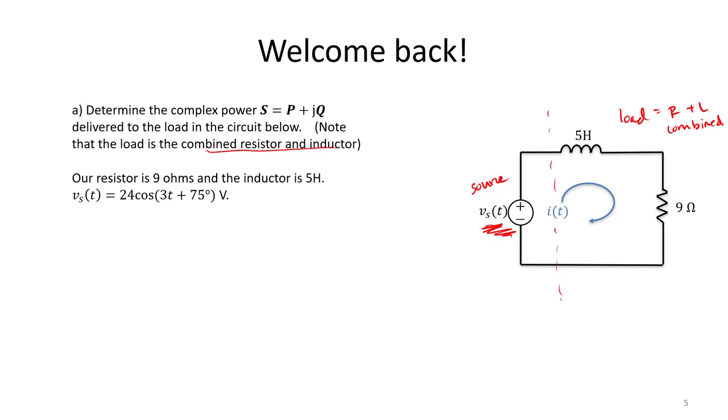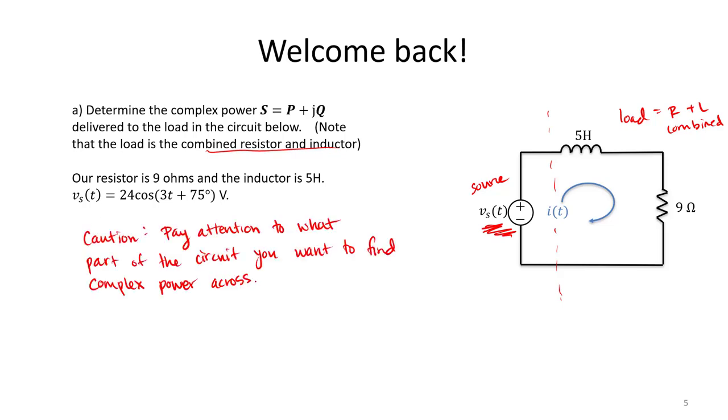It's a good practice whenever you solve problems like this with sources and loads. Make sure you pay attention to which thing you actually want to find complex power across. This is a very good thing to watch out for because in this case, our voltage and our current will be the same as the voltage and current from the source, but that is not always true. For example, if I only wanted to find complex power delivered to my resistor here, then the voltage phasor that I plug in would not be the same as the source's voltage phasor.